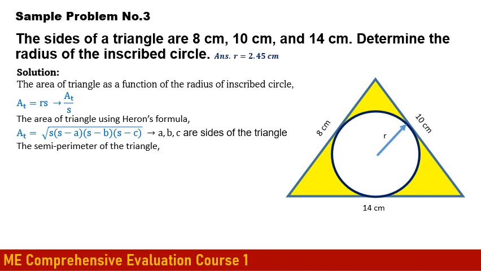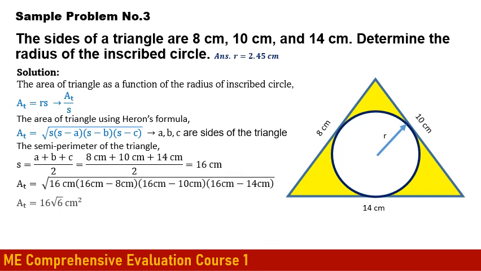And the semi-perimeter of the triangle is equal to the sum of the sides divided by 2. So for this triangle here, the semi-perimeter is 16 cm. Therefore, we can get the area of the triangle using Heron's formula, and it is equal to 16 multiplied by the square root of 6 cm squared.